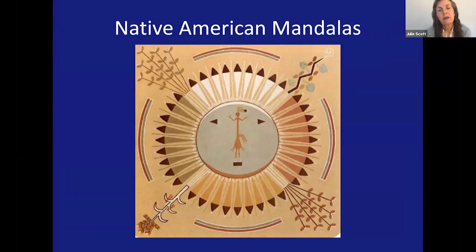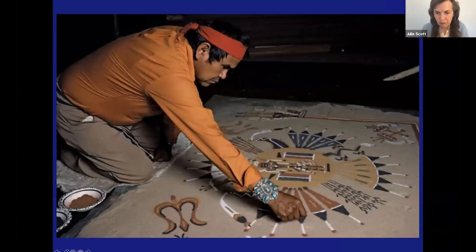Native Americans have produced ceremonial mandalas for hundreds and probably thousands of years. You may be familiar, especially with Navajo sand paintings. And it's believed that these mandalas, these sand paintings, so this image that you see was also created out of tiny grains of colored sand. And it's believed that these are places where the deities come and go. And this is an image of a sand painting being created.